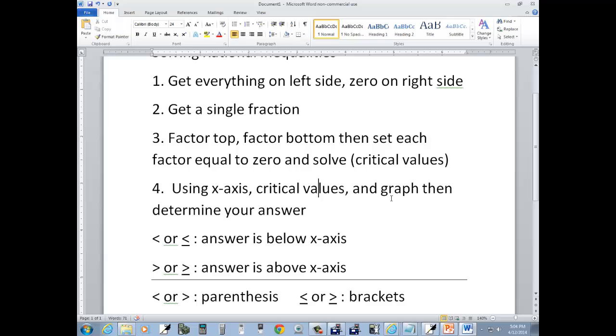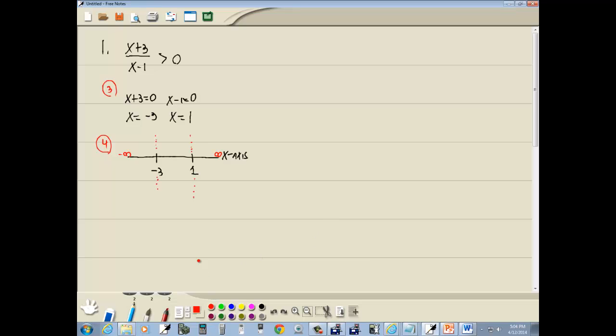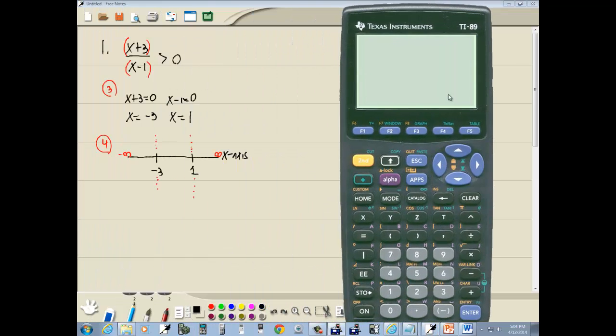Then it says also graph, then determine your answer. Remember, when you graph a rational in your calculator, if you have more than a single variable on top or bottom, you have to put parentheses around that part. So we'll put parentheses around the top and around the bottom. Let's go ahead and graph this. I'm going to do diamond F1 for y equals, up arrow, press clear, do a beginning parenthesis, x plus 3, closing parenthesis, divided by, beginning parenthesis, x minus 1, closing parenthesis, and then press enter.